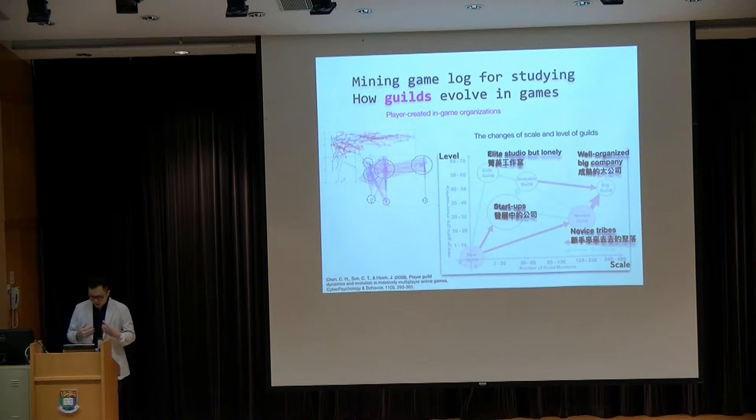By detecting the scale and the level of each guild, I classified all guilds into several types. For example, this is the elite guild, like an elite studio, or some guilds behave like a startup company, or some big guilds like a well-organized big company, and some guilds behave like a novice tribe. So this is my dissertation.